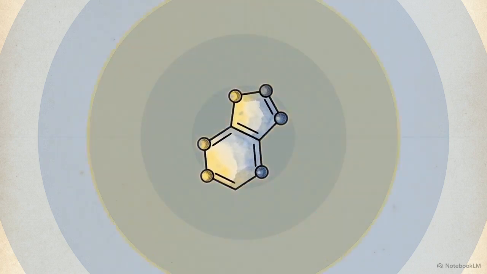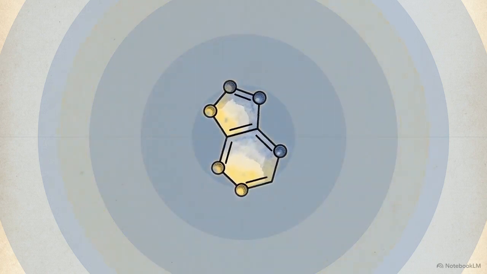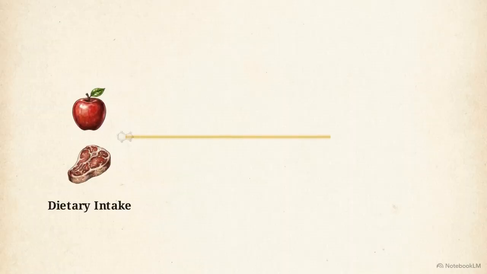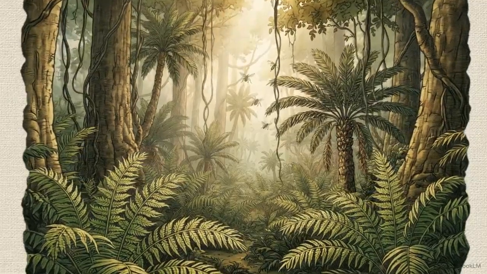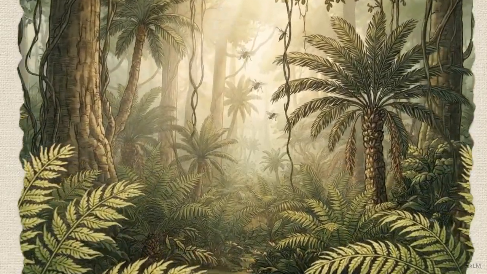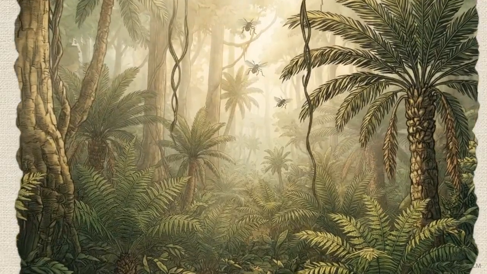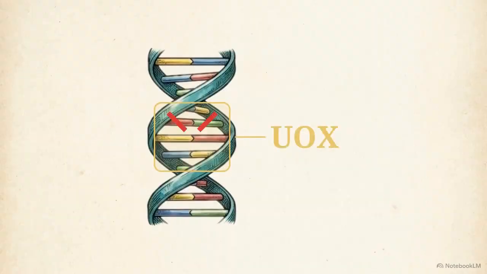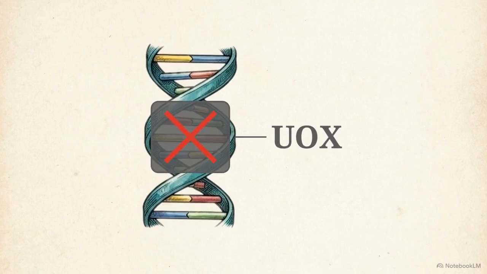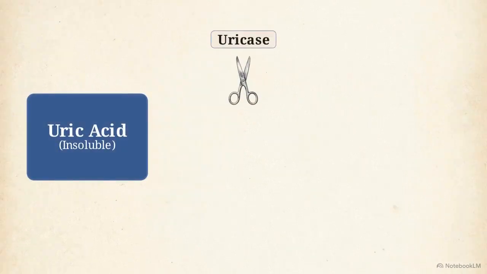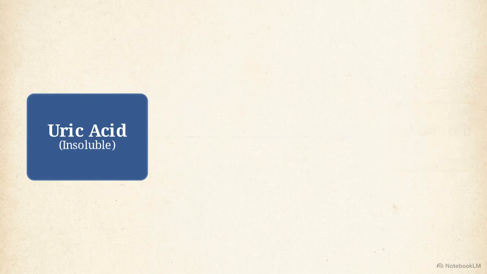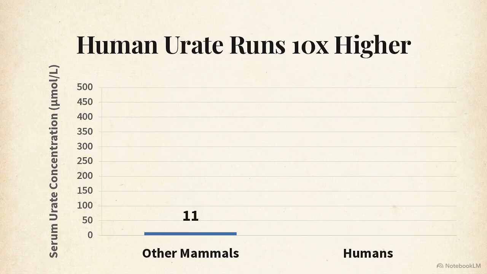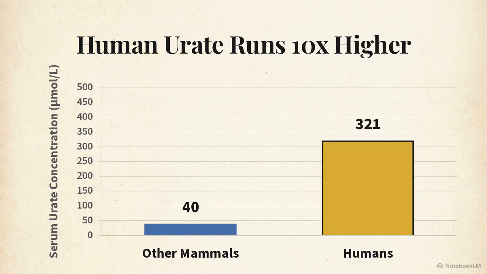In human architecture, uric acid functions as an active metabolic signal that connects dietary intake to the global redox security of our extracellular fluid. This system began during the Miocene epoch, when a nonsense mutation, a genetic typo that creates a premature stop sign, permanently silenced the UOX gene in our hominoid ancestors. This mutation stripped us of the enzyme uricase, the chemical scissors needed to break down insoluble uric acid into harmless allantoin. As a result, human serum urate concentrations run 10 times higher than almost all other mammals.